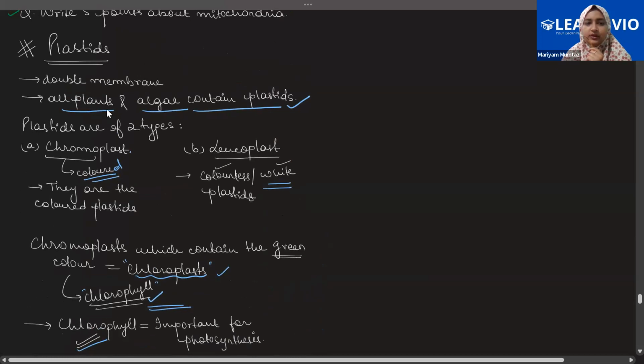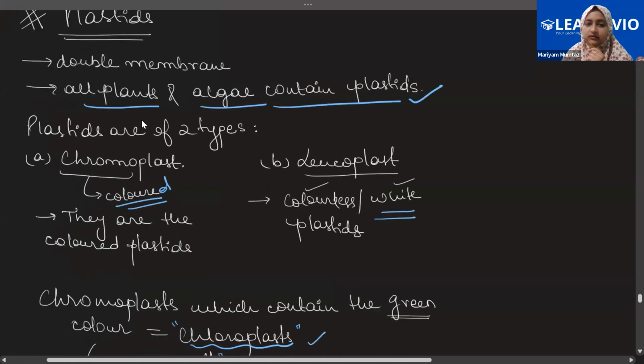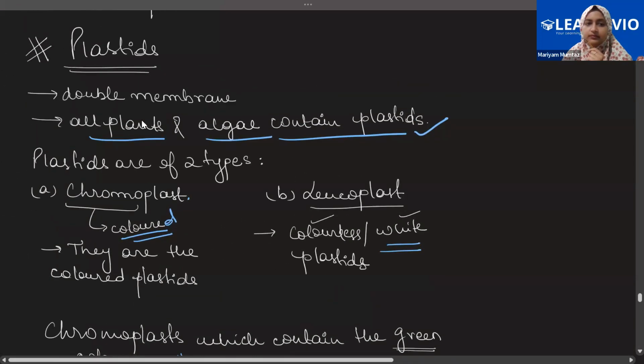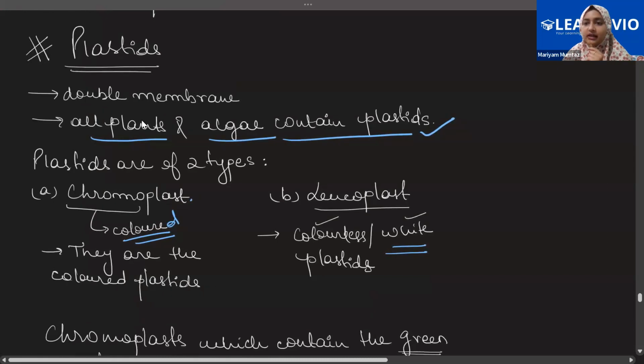Okay. So today we have to do the plastids. Or we have done it. This I have to do?